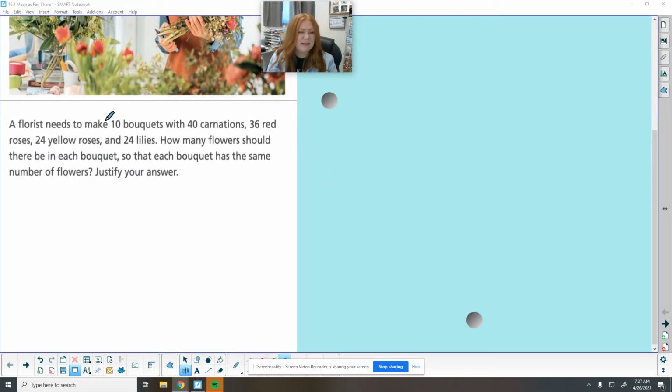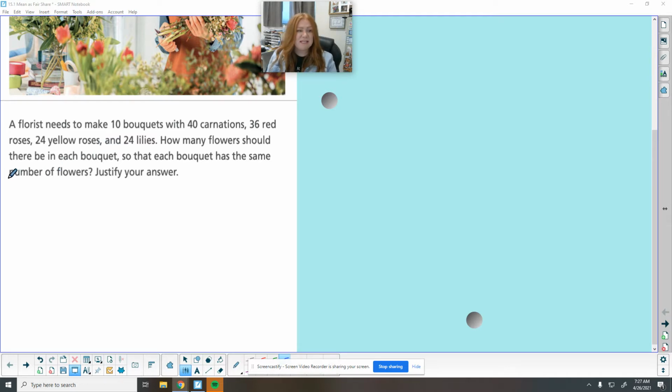So a florist needs to make 10 bouquets. So I know I need 10 of 40 carnations, 36 red roses, 24 yellow roses, and 24 lilies. How many flowers should there be in each bouquet so that each bouquet has the same number of flowers?